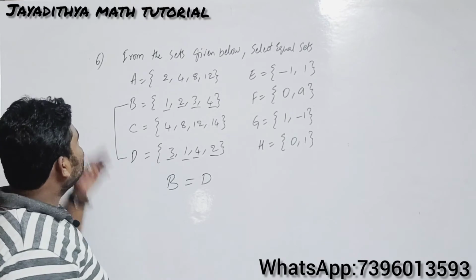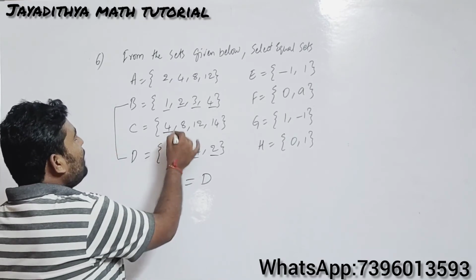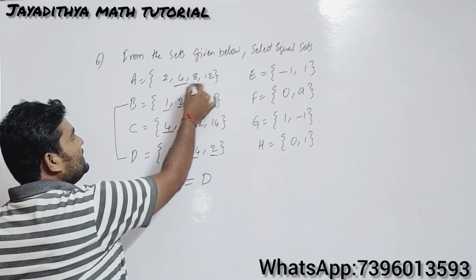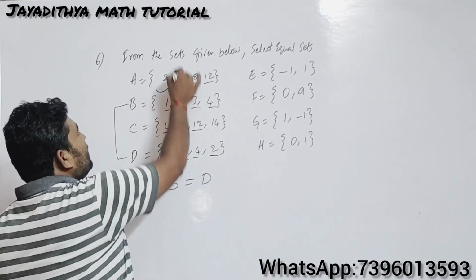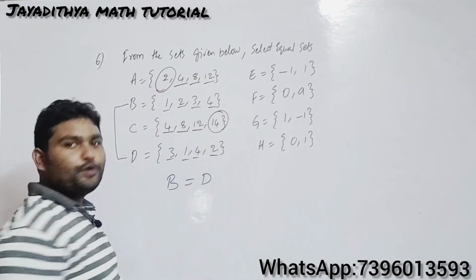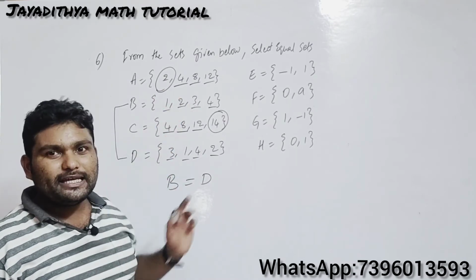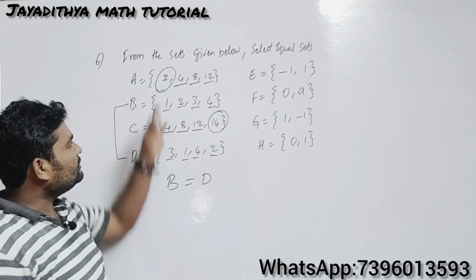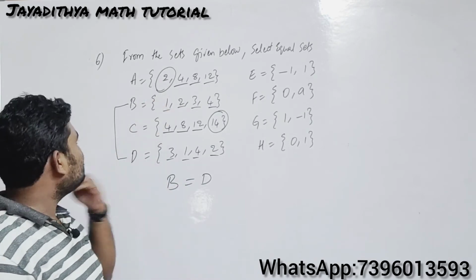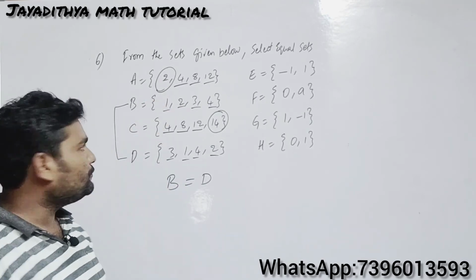Okay, and if you observe A and C now, you have 4 and 4, 8 and 8 in both the sets, 12 and 12 in both the sets, but here you have 2 and here you have 14. So both are not equal sets here. Why? Because there is a difference in the elements now. So this is in our first 4 cases, and let us go for the next 4 cases.